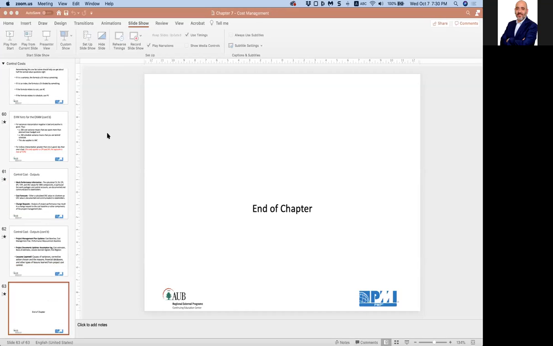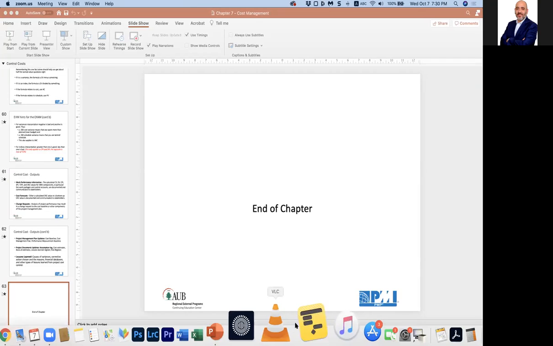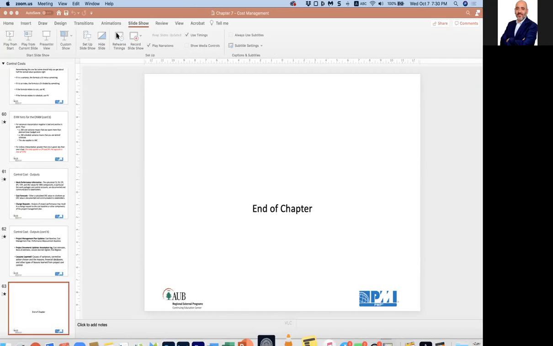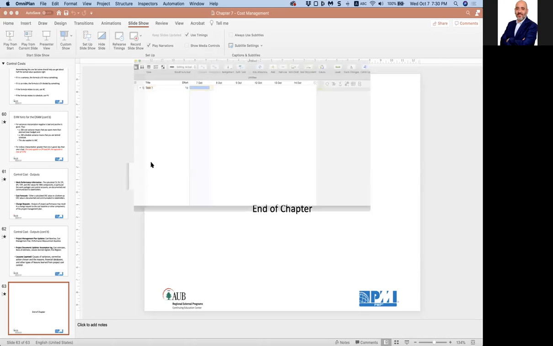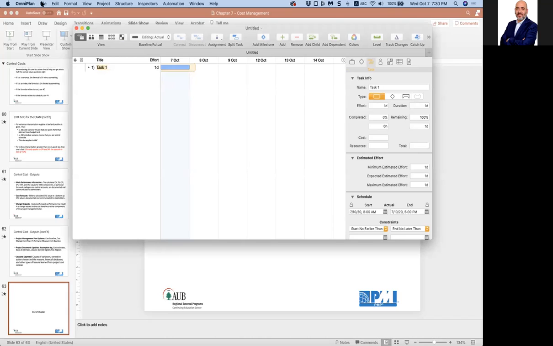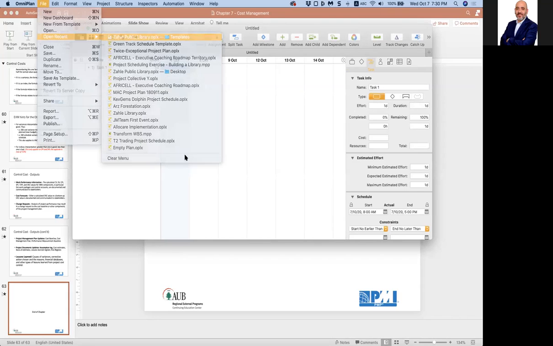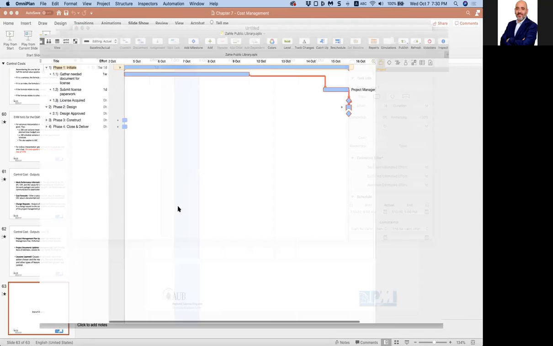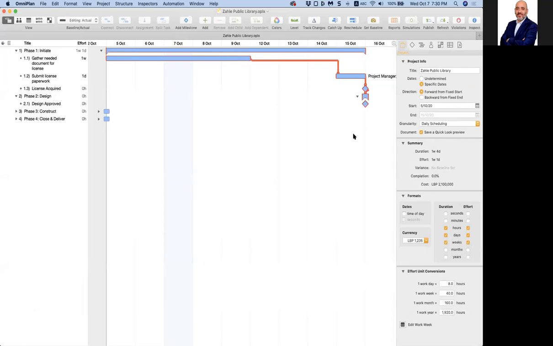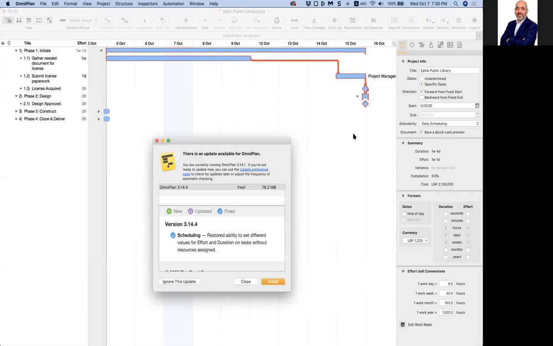Now, let's put it all into the tool. Okay? We had opened OmniPlan last time and entered the Zahle project as a decomposition of work packages, milestones, activities. Now let's add to the Zahle public library project. Remember, we also got the critical path. Remember this one.